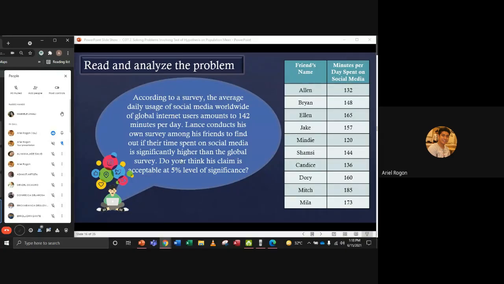So in this case, class, what statistical process or what method are we going to apply to test the claim of Lance that his friends' time spent is greater than the global internet usage? So what is the statistical process?